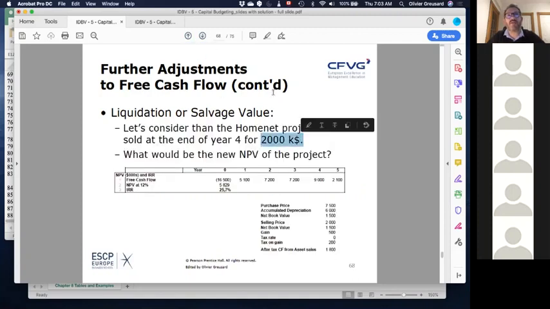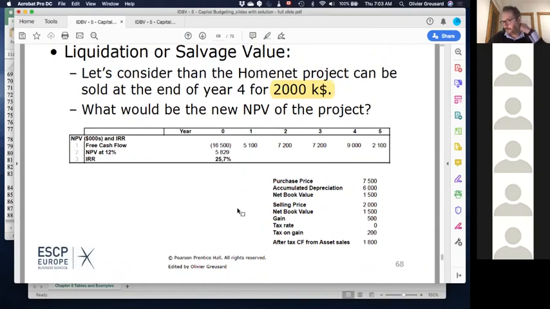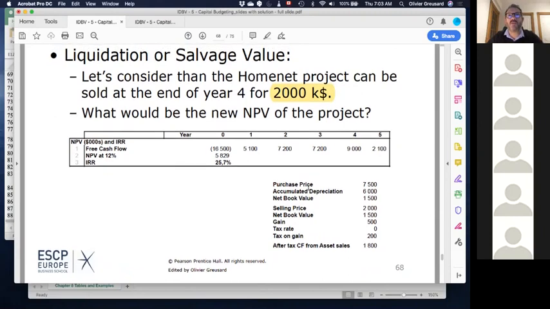It was said to be 2,000, so that was not a problem. The problem was to calculate the tax on the capital gain. The first thing we had to do was to calculate the net book value. We are at the end of year 4, so we have a machine that we bought for a price of 7.5 million, and then we have 4 years of accumulated depreciation. That means we have 6,000 of accumulated depreciation at the end of year 4.